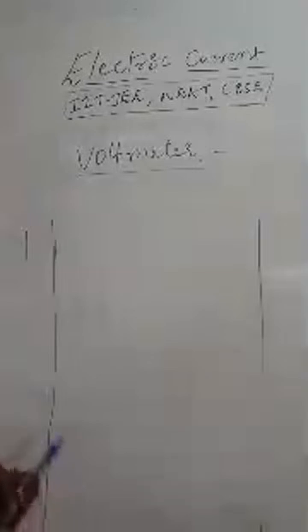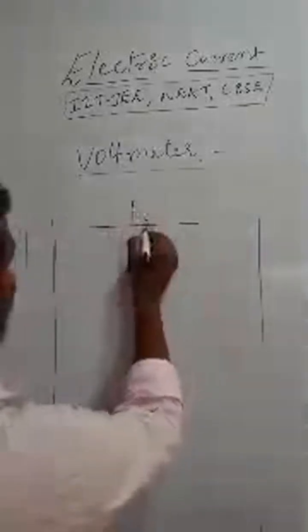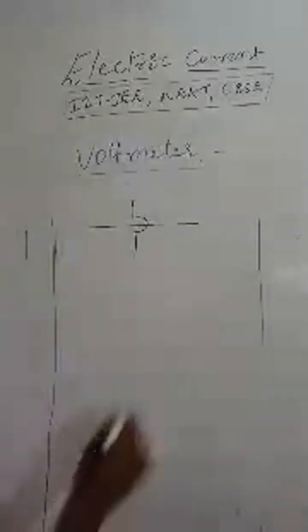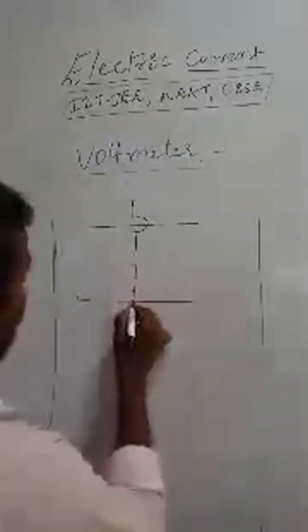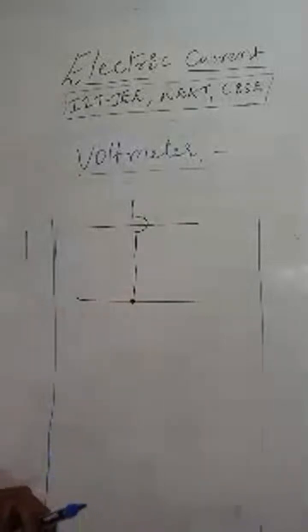I hope it is clear to you related to electrical components. One more point is wire joining and wire crossing. This is a wire crossing, and wire joining is this one. Understood? Yes. So this is about wire crossing and wire joining.